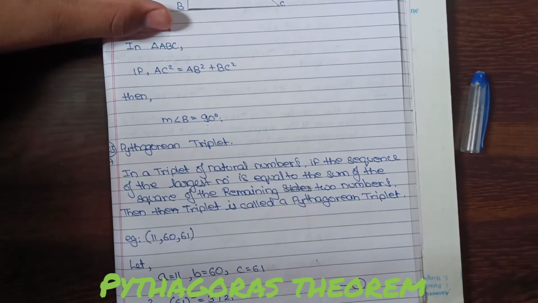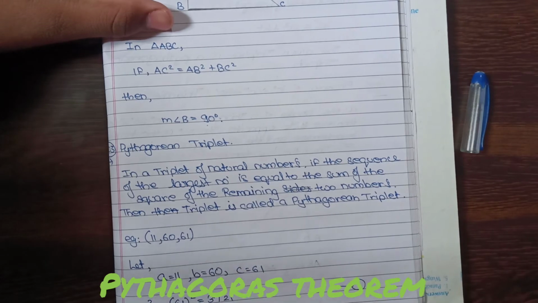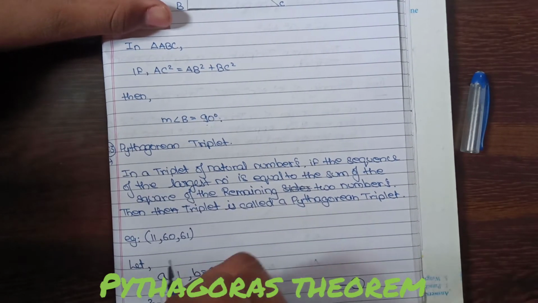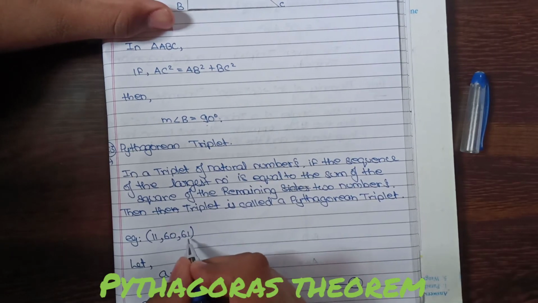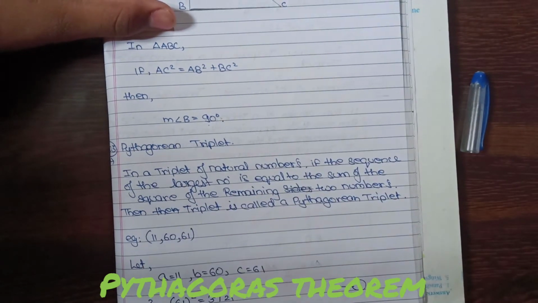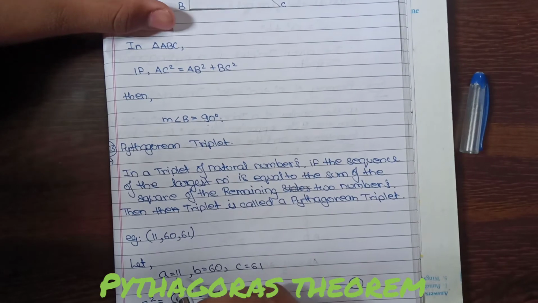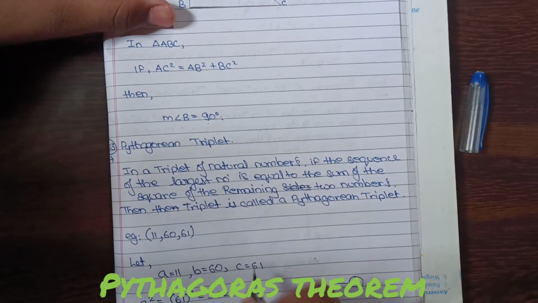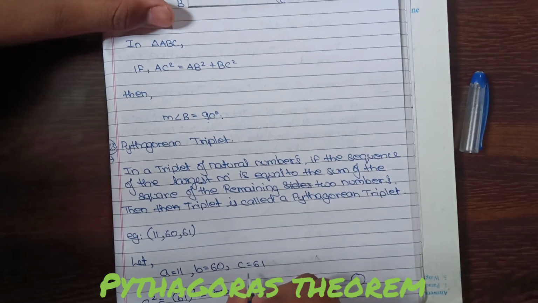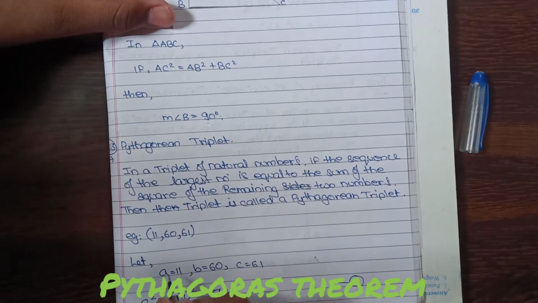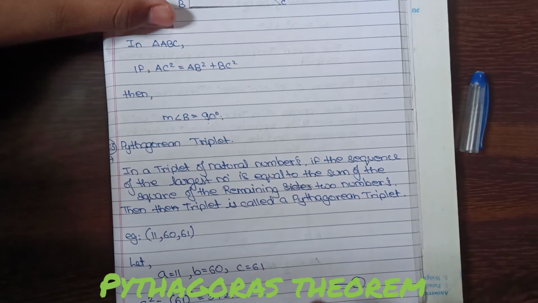See, one group I have taken here, which is 11, 60, 61. What they want to tell is that we can prove this to be a Pythagorean triplet only when the largest number's square is equal to the addition of the squares of these two numbers. For example, here we'll consider 11 to be a, 60 to be b, and 61 to be c. Now what we have to prove is that c square equals a square plus b square, means the largest number's square equals the addition of the squares of the smaller two numbers.